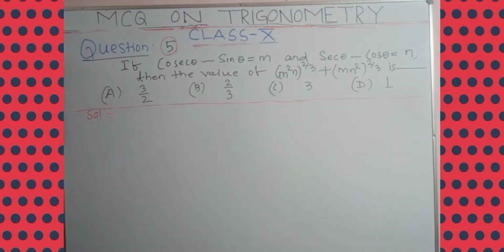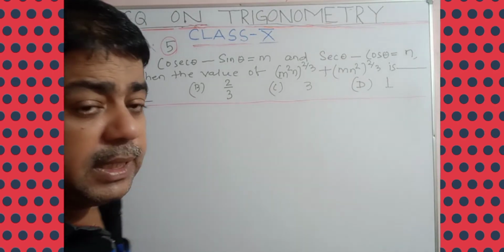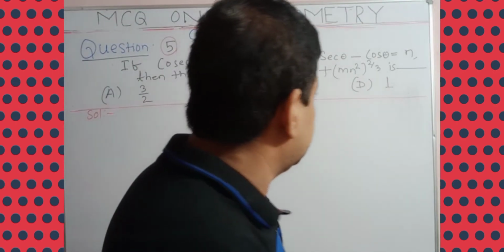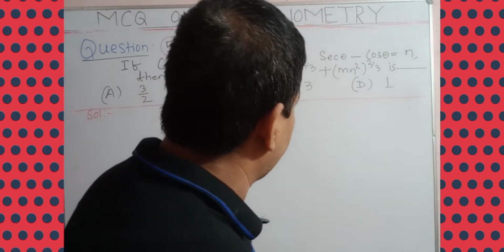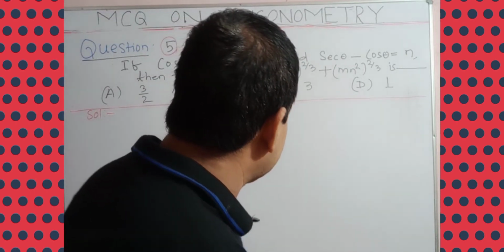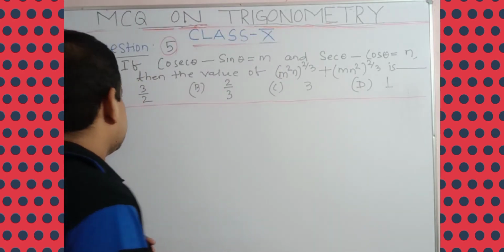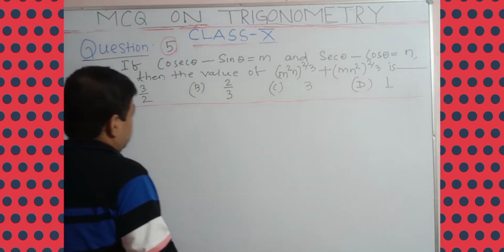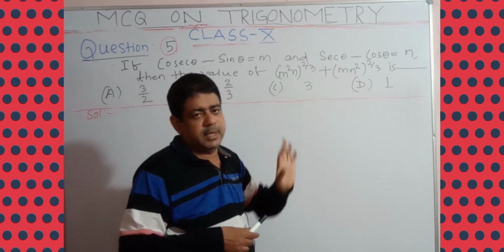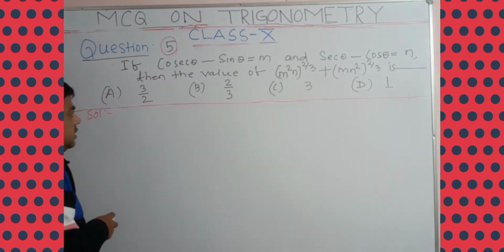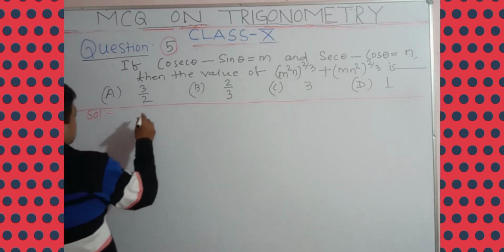If cosec theta minus sin theta is equal to m and sec theta minus cos theta is equal to n, then the value of (m square n) whole to the power 2 by 3 plus (mn square) whole to the power 2 by 3 is: option A 3 by 2, option B 2 by 3, option C 3 and option D 1. Okay, understand? So what is given here, students?